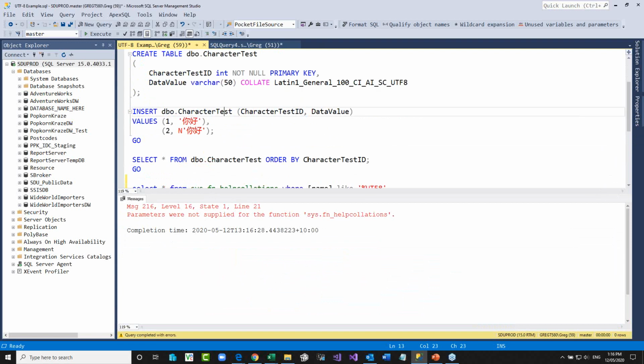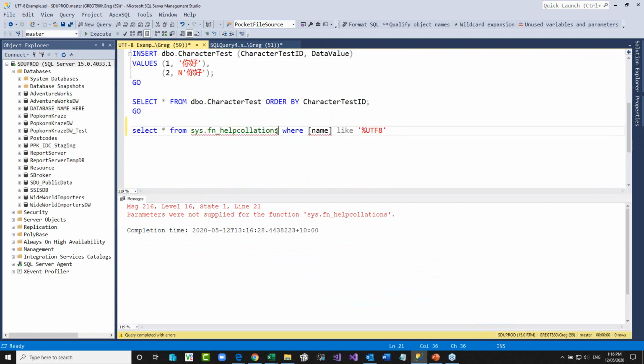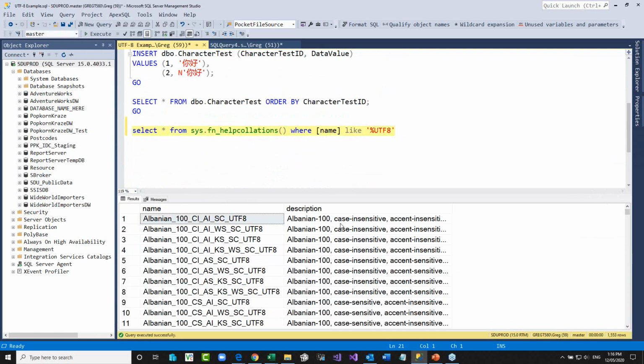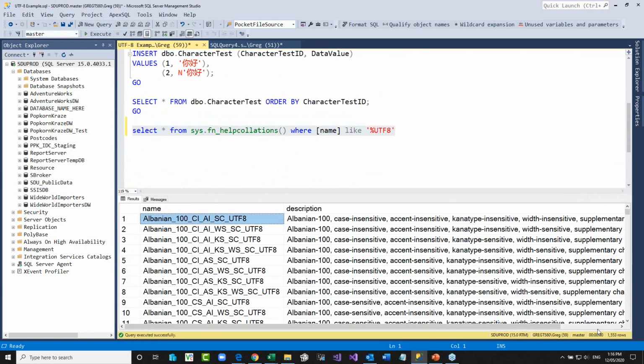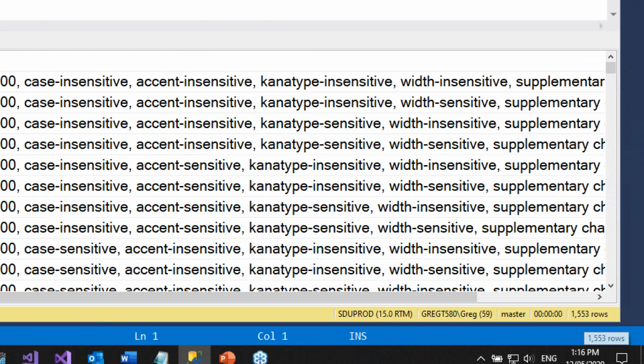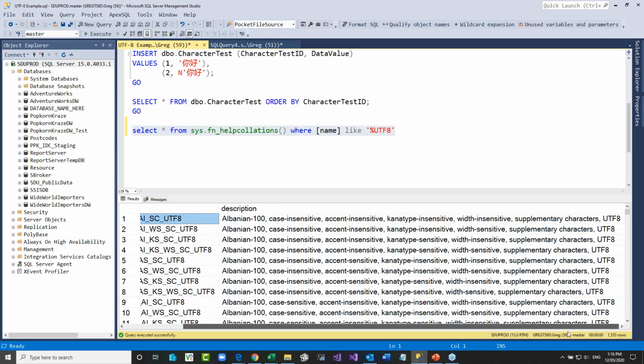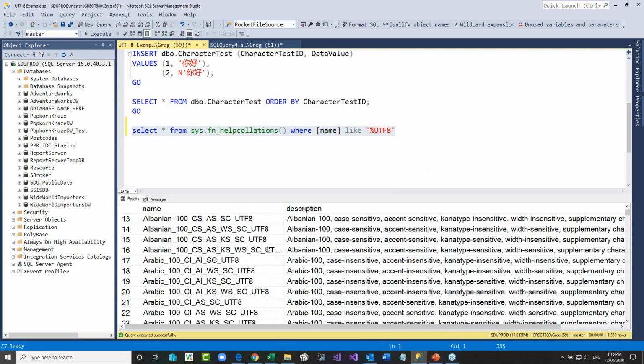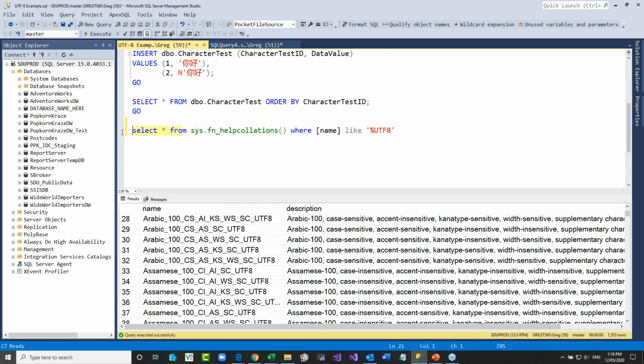Have a look. Oh, sorry. I keep forgetting that one's a table valued function. And so notice there's a whole bunch of these. In fact, 1,553 of them that are now UTF-8 collations inside SQL Server. So I've just picked one of those to use.